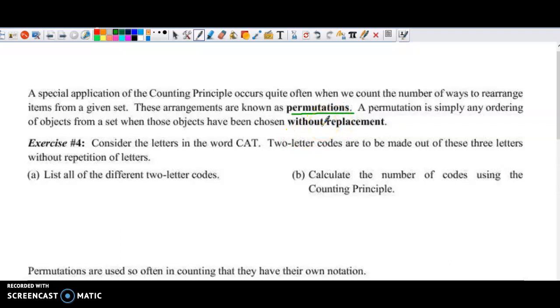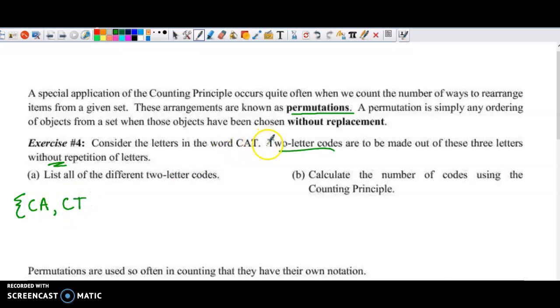So we have the word cat, and we want to choose 2-letter codes out of these without repeating the same letters. So list all the different 2-letter codes. So that's where you might see me use roster notation, where the 2-letter code could be CA, which would be different than, well, let me just go through what I would do.